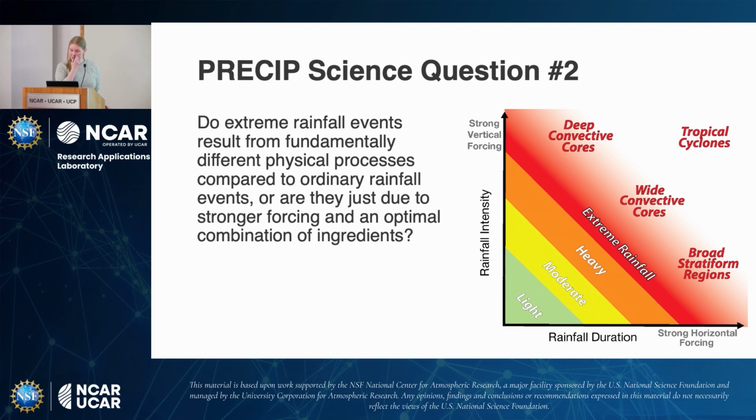One of the science questions in PRECIP was, so the PIs really like to think about rainfall in this kind of intensity-duration framework. You can get heavy extreme rainfall through either really strong intensities or through really long events that persist for several days, or in some cases, events that are both intense and last a long time. But one of the key questions they were asking is, do these extreme rainfall events result from fundamentally different physical processes compared to ordinary rainfall, or are they just due to stronger forcing and an optimal combination of ingredients? So this was one of the overarching guiding questions of PRECIP.